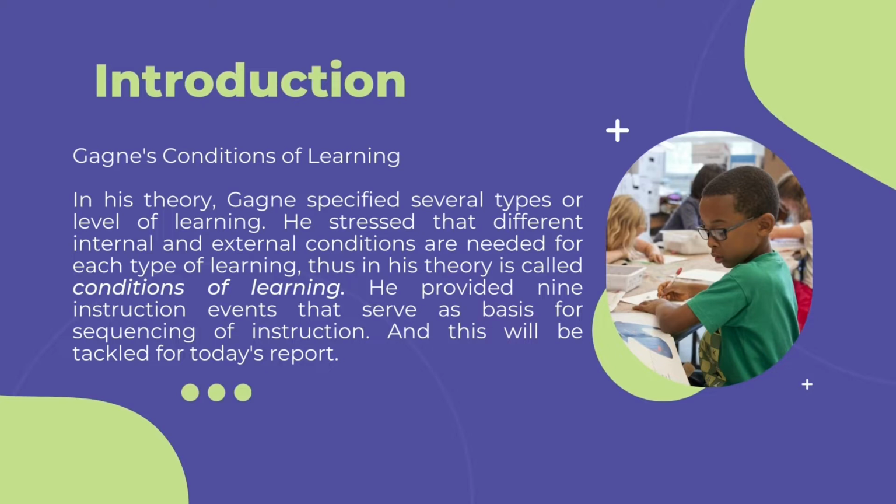Gagne's conditions of learning. In his theory, Gagne specified several types or levels of learning. He stressed that different internal and external conditions are needed for each type of learning. Thus, his theory is called conditions of learning. With that, he provided 9 instructional events that serve as basis for sequencing of instruction, and this will be tackled in today's report.